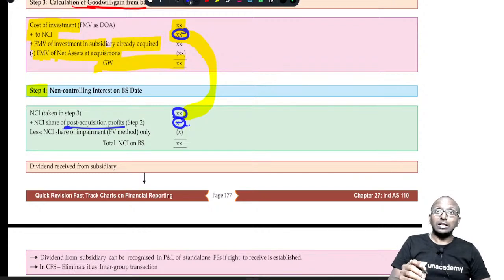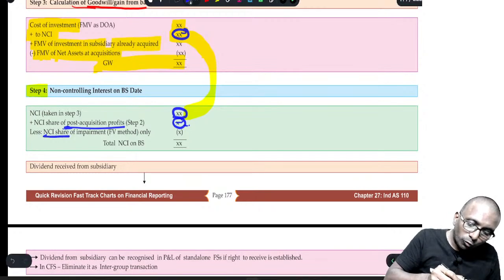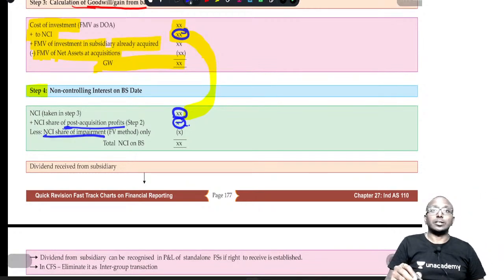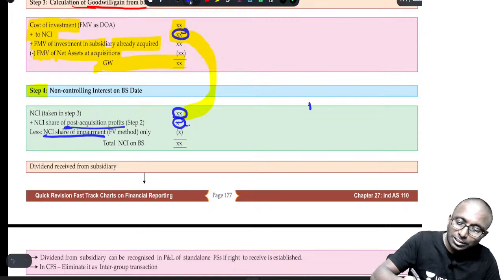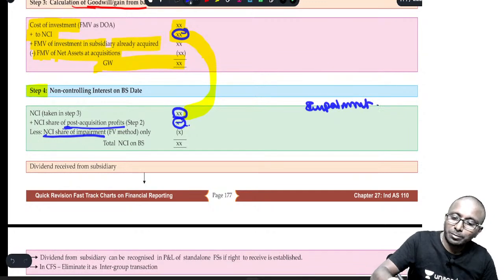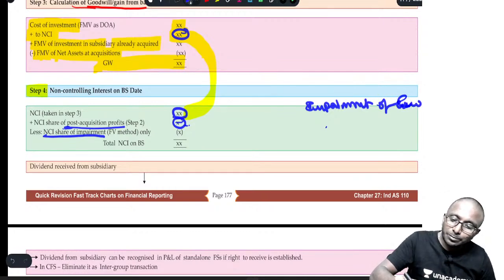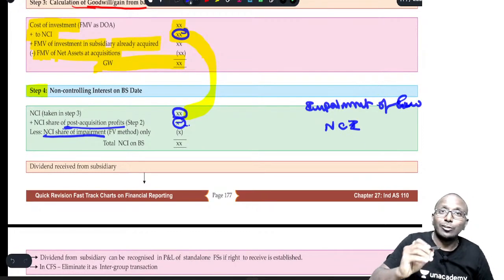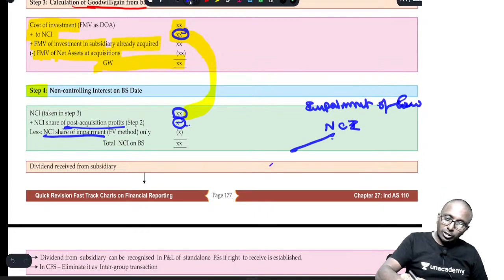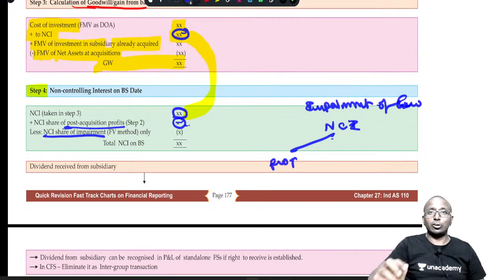impairment of goodwill. NCI share also should be considered. I will explain one small point here. When I say impairment of goodwill, who should consider it? It depends upon NCI's valuation, that is, the accounting policy. Are you going by the proportionate method? Or are you going by the fair market value method?